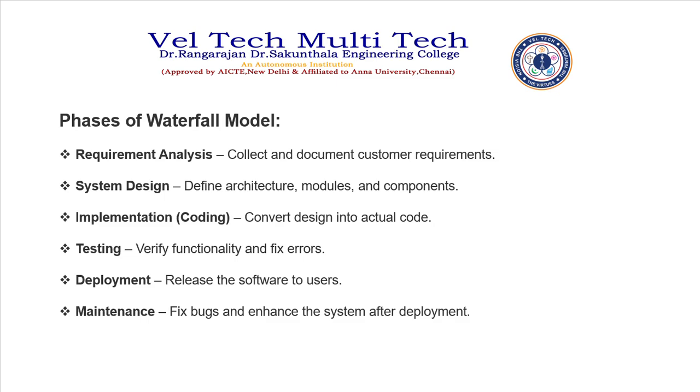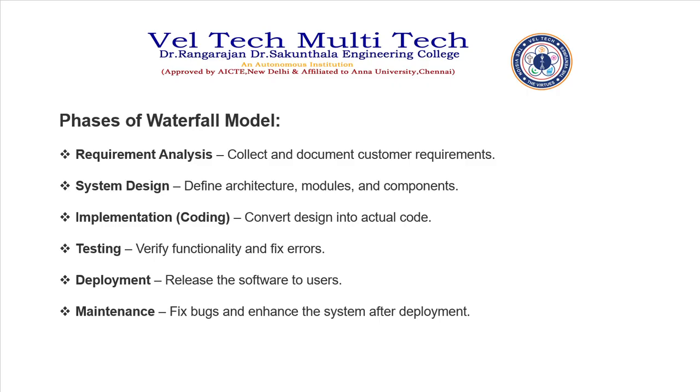In this model, documentation is very, very important. So in the requirement analysis, we have to collect the details about what the customer requirements are, what the customer needs are, what the customer expectations are for that project. So all the details are collected and documented. After the documentation, the next phase is design, system design. In the system design phase, define the architecture design, what modules are used and what components are used. All the details are analyzed and designed.